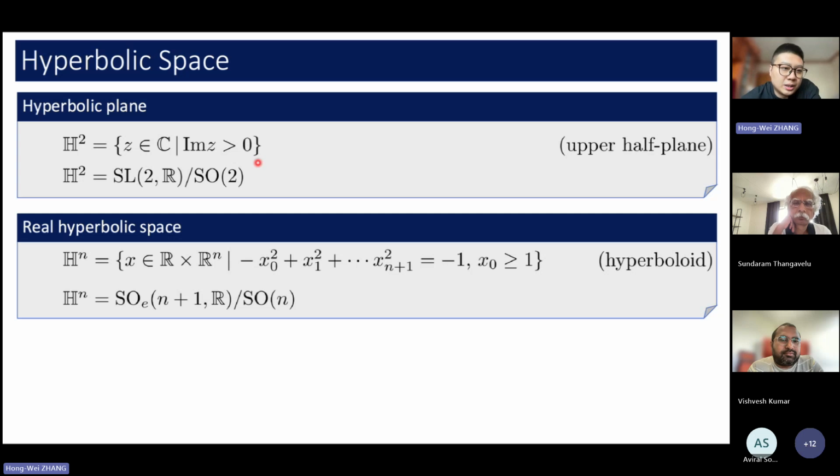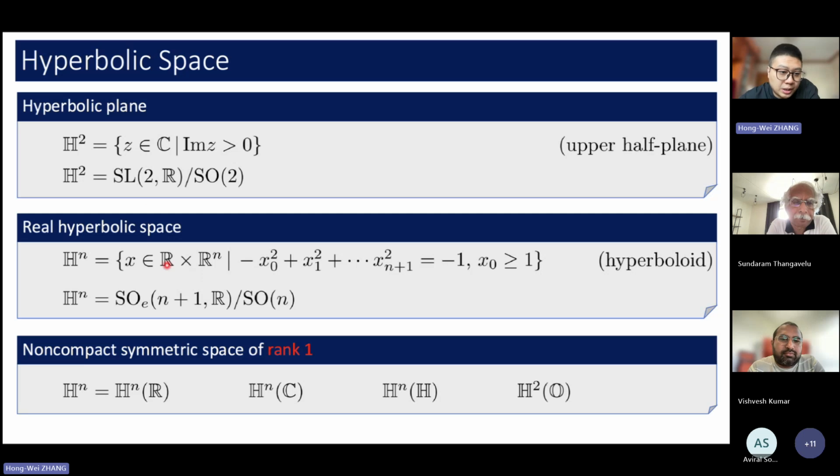can write a hyperbolic space as a homogeneous space or as a symmetric space by two Lie groups. So I will start with the hyperbolic plane, then the n-dimensional hyperbolic space, then maybe the rank 1 symmetric space. I will recall the three objects we just saw in the last slides, how they relate with each other in rank 1. Then we will talk about what happens in higher rank.